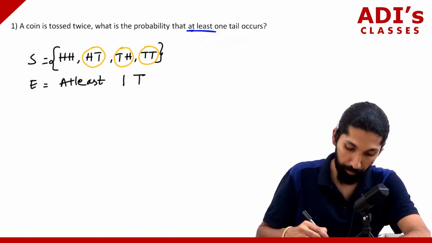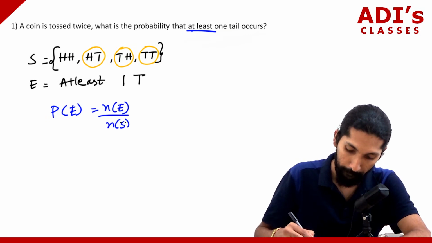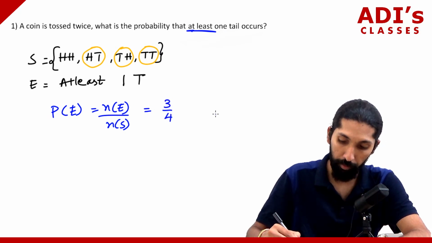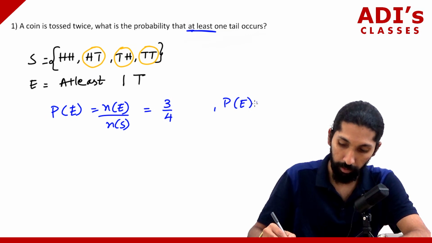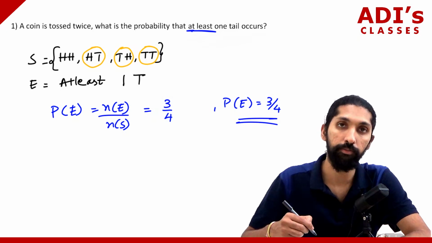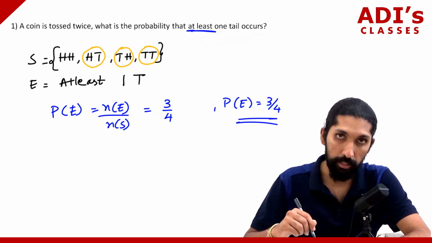So we can say P of E is nothing but N of E divided by N of S, which is going to be 3 divided by 4. So P of E is equal to 3 by 4. That's it. This is the answer for the first one. Very simple. All right. Let's move on to the second one.